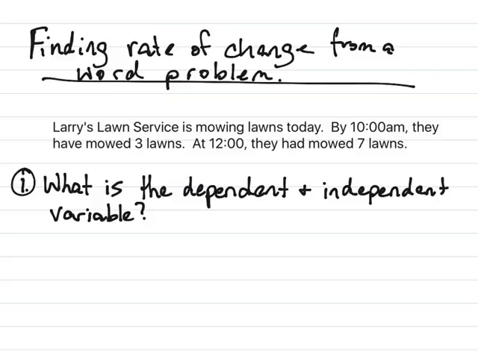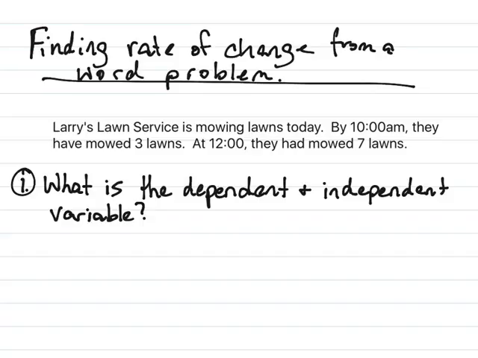All right, ladies and gentlemen, finding rate of change from a word problem. Okay, this has a couple parts to it. Larry's Lawn Service is mowing lawns today. By 10 a.m. they have mowed 3 lawns. At 12 they had mowed 7 lawns. The first question is, what is the dependent and independent variable?